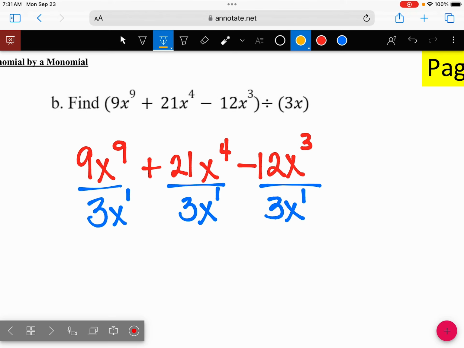Okay. So what did you all get for the first term? 3x to the power of 8. Who had that? Raise your hand if you had that for your first term. Good job. Bring down the plus sign. What was our next one? What did you get? 8x cubed. Well, not 8. Close, though. 21 divided by 3. 7x cubed.